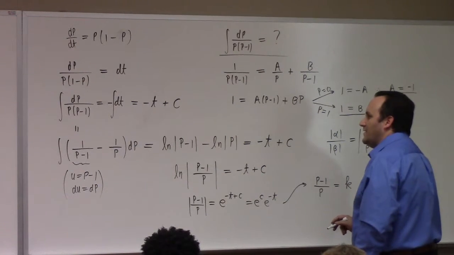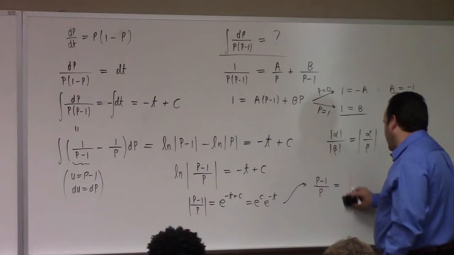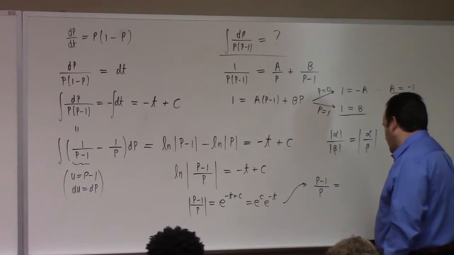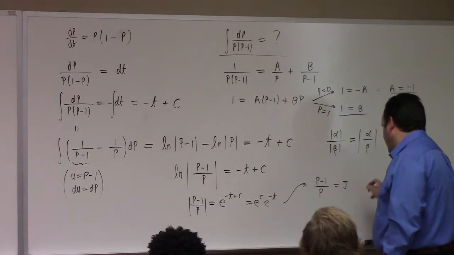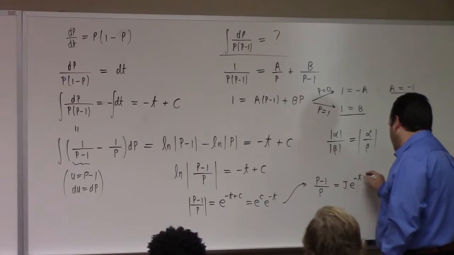Did I use k yet? I guess I should use some other constant. I'm not trying to tell you the same k as at the start of all this. I need some other constant. J? All right, J. Yeah, J is a good constant. I like that, J. J e to the minus t.